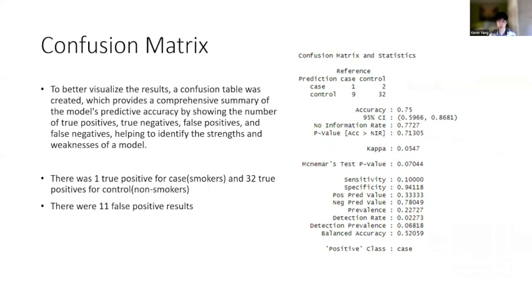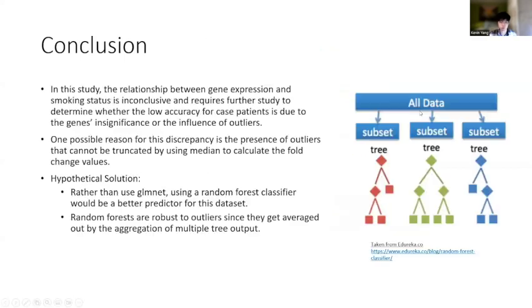But what's interesting is that most of the inaccurate results were found through case. So only one right case prediction was made, which shows that maybe the data is actually skewed towards control and that these aren't actually accurate results. So in the study between the relationship between gene expression and smoking status, I believe it's inconclusive but requires further study to determine whether the low accuracy for case patients is due to the gene's insignificance or the influence of the outliers that make it look insignificant.